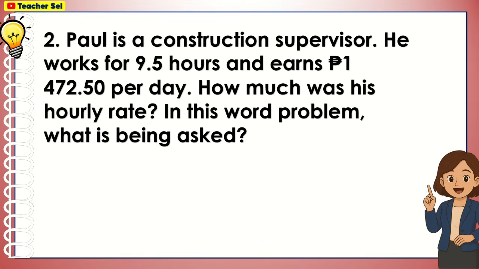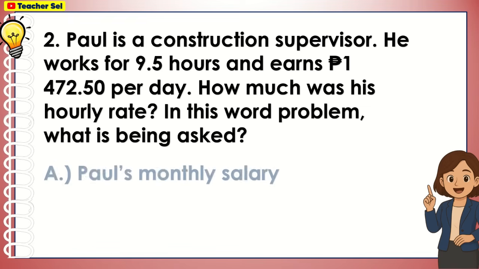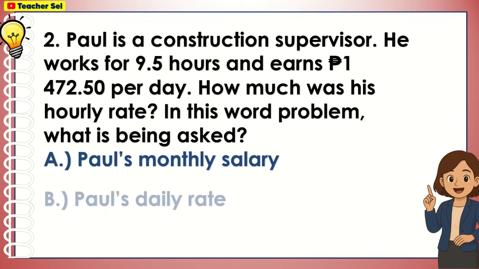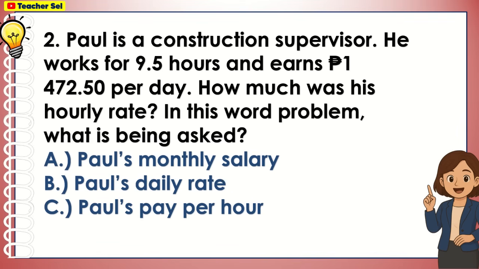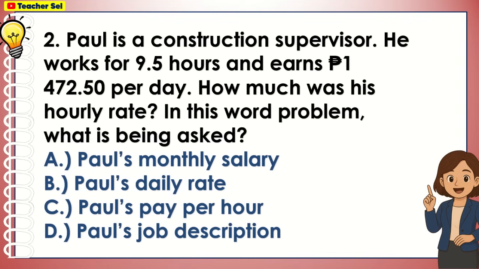Paul is a construction supervisor. He works for 9.5 hours and earns 1,472 pesos and 50 centavos per day. How much was his hourly rate? In this word problem, what is being asked? A. Paul's monthly salary. B. Paul's daily rate. C. Paul's pay per hour. D. Paul's job description. The answer is letter C. Paul's pay per hour.